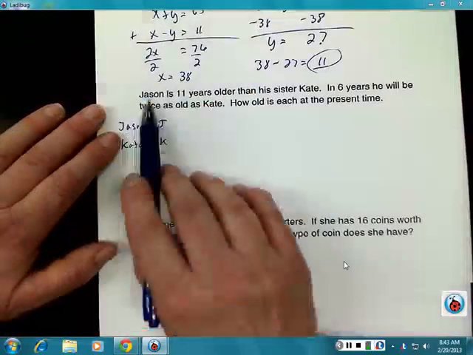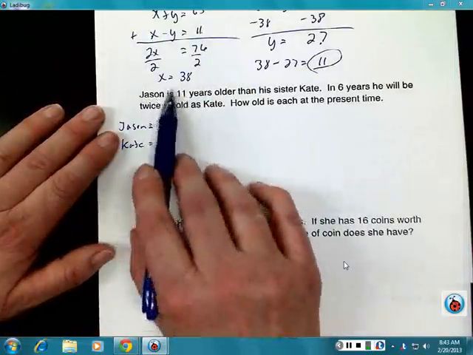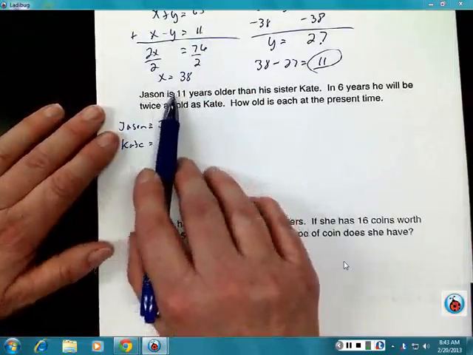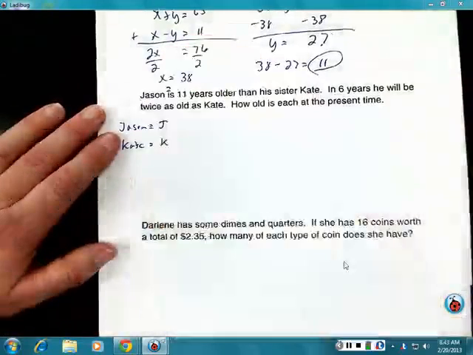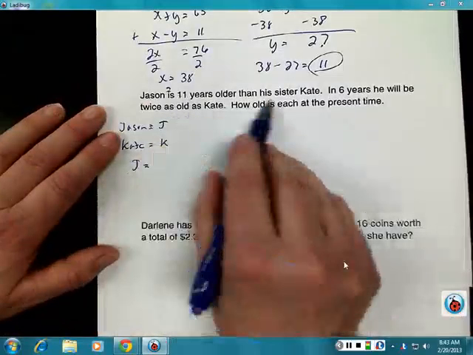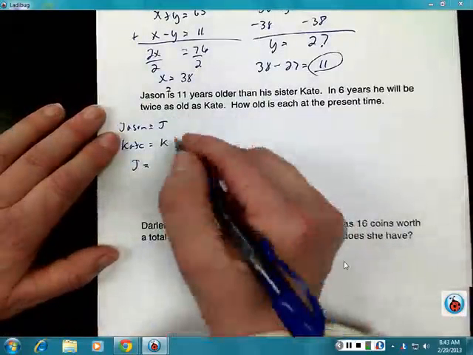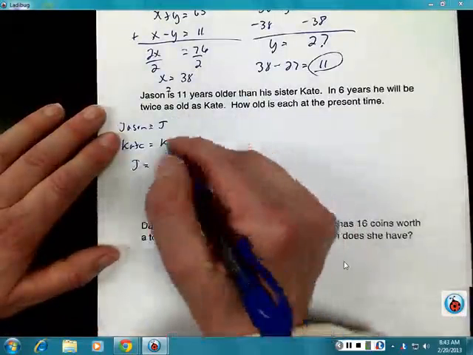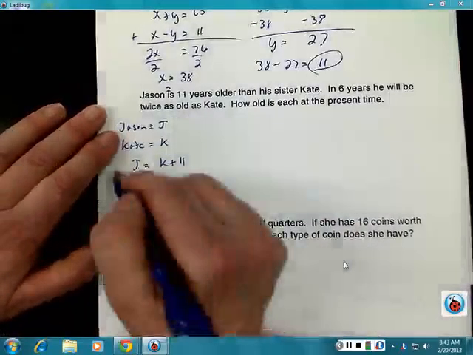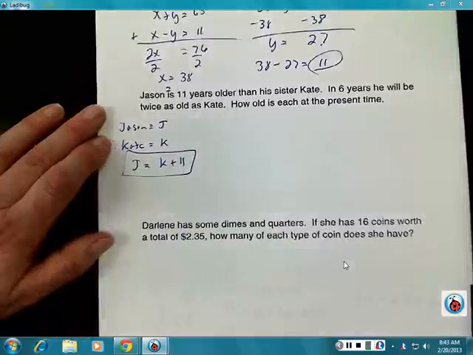So what does this tell me? It says Jason is, what's is? When we look at is in anything mathematical, is equals. So Jason equals 11 years older than his sister Kate. So what does that mean? Kate plus 11. Perfect. Okay, so that's one of my equations.